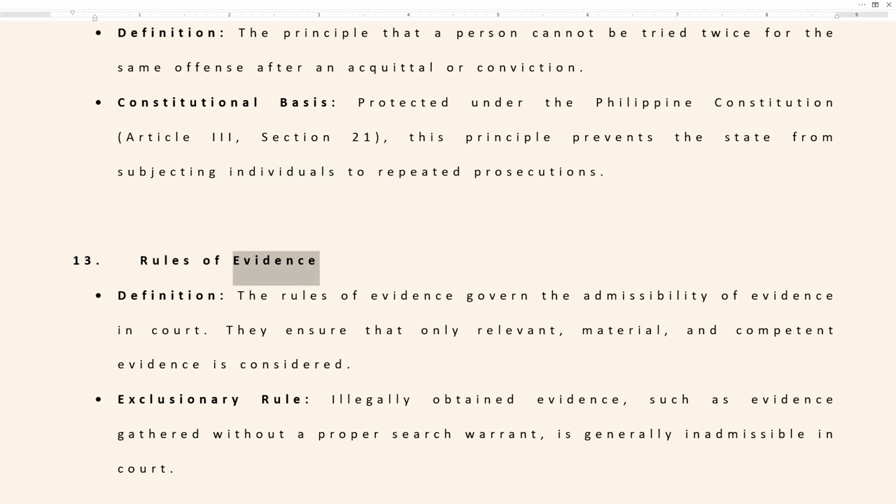Rules of evidence. Definition, the rules of evidence govern the admissibility of evidence in court. They ensure that only relevant, material, and competent evidence is considered. Exclusionary rule, illegally obtained evidence, such as evidence gathered without a proper search warrant, is generally inadmissible in court.